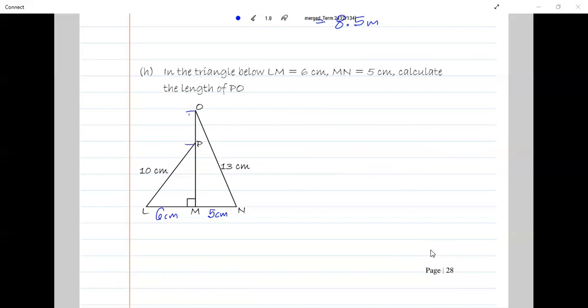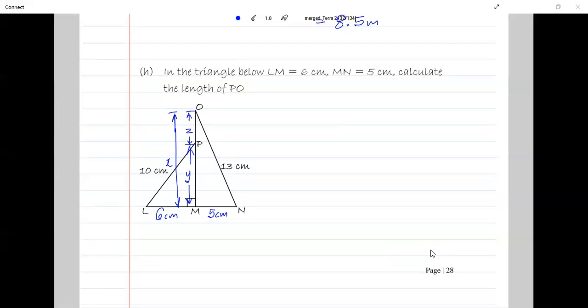PO. If you want, we could call it Z. There's only one way we're going to find that length. We're going to have to first find this entire length, the length from O to M, which I'm going to call X. Then we need to find the length from M to P, which I'm going to call Y. And then Z would be equal to X minus Y.